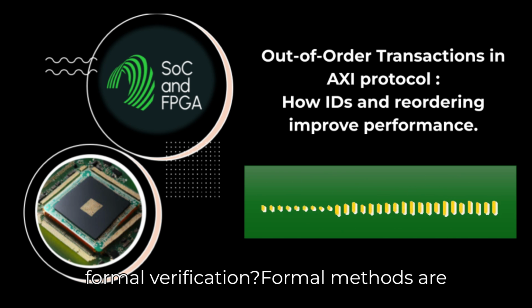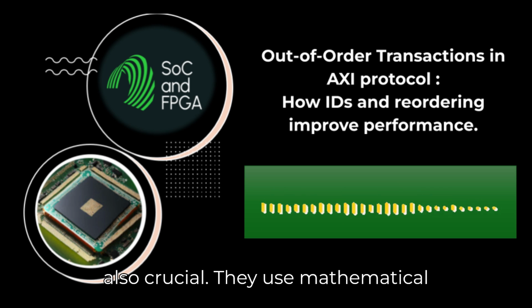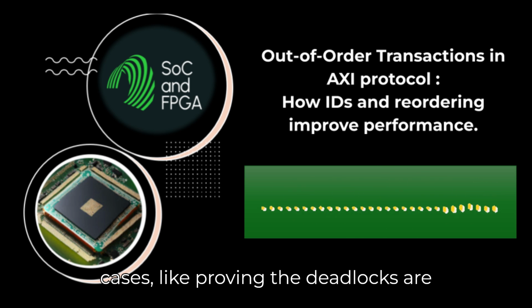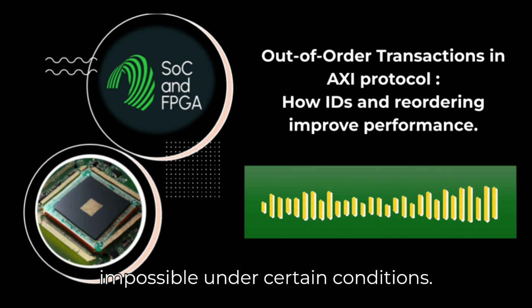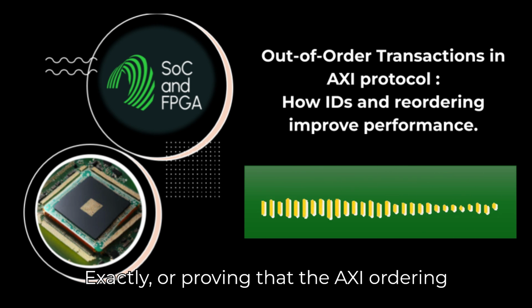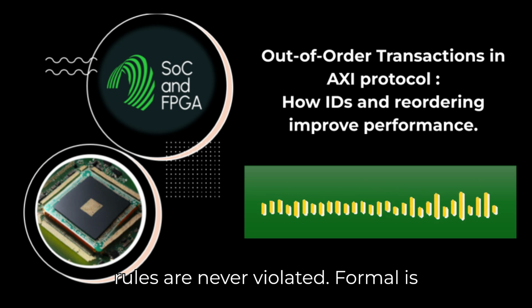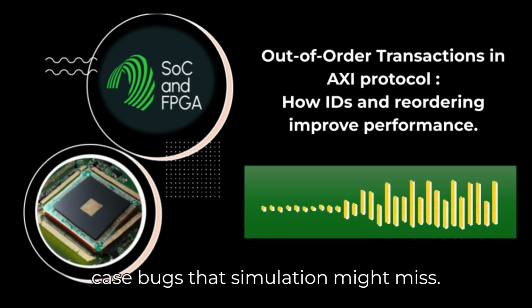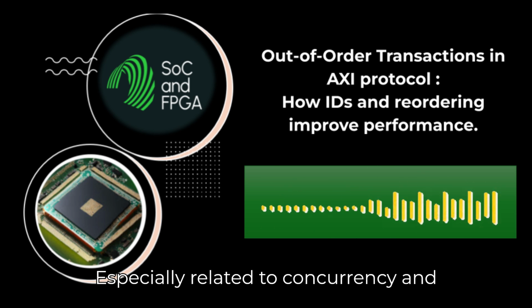What about formal verification? Formal methods are also crucial. They use mathematical techniques to prove properties about the design rather than just simulating test cases. Like proving that deadlocks are impossible under certain conditions. Exactly. Or proving that the AXI ordering rules are never violated. Formal is extremely powerful for finding corner case bugs that simulation might miss, especially related to concurrency and ordering.